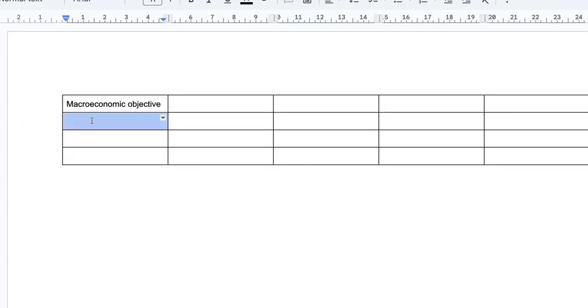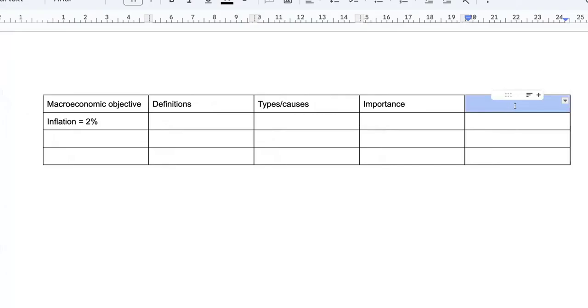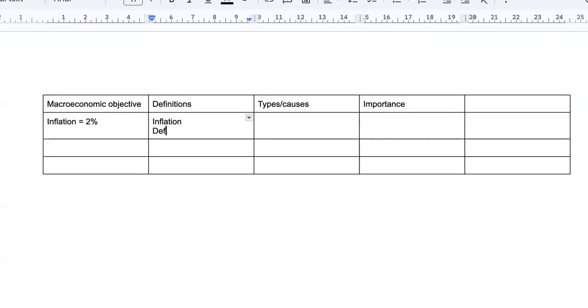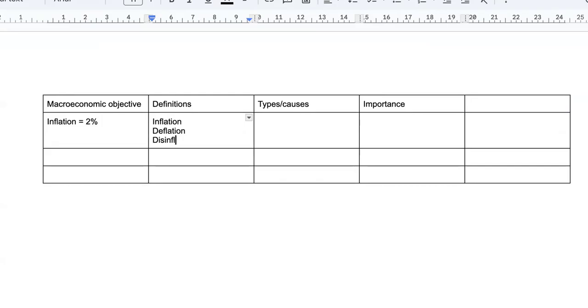So let's start with inflation as one of the main objectives, and that is a 2% target. What are the key definitions we need to know? What are the types or causes of inflation? And what is the importance of the effects of having inflation either at target or not at target? Okay, cool. So the definitions we need to know are the definition of inflation, the definition of deflation, and the definition of disinflation. So what is inflation?